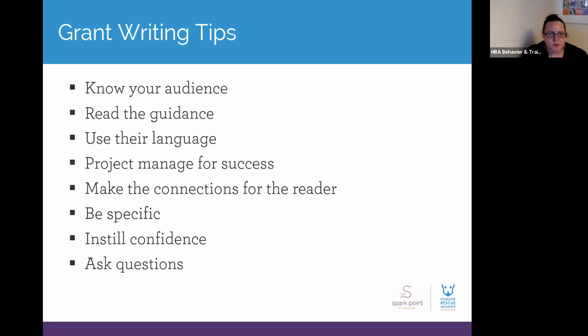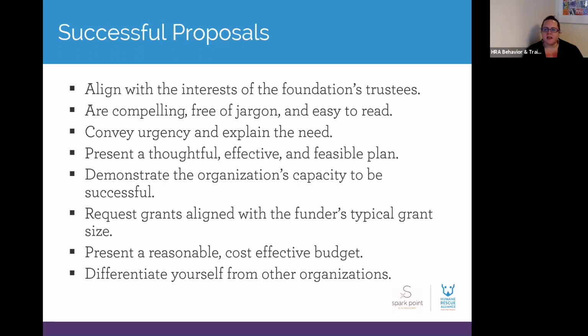Great. We'll just move right along. We're going to take you through some examples of things that make a proposal successful and things that, on the other hand, are often unsuccessful. And a lot of this maps back to what we were just talking about, understanding the foundation and its interests. What are they trying to achieve with their investments, and how does that relate to the work that you are doing on your missions?